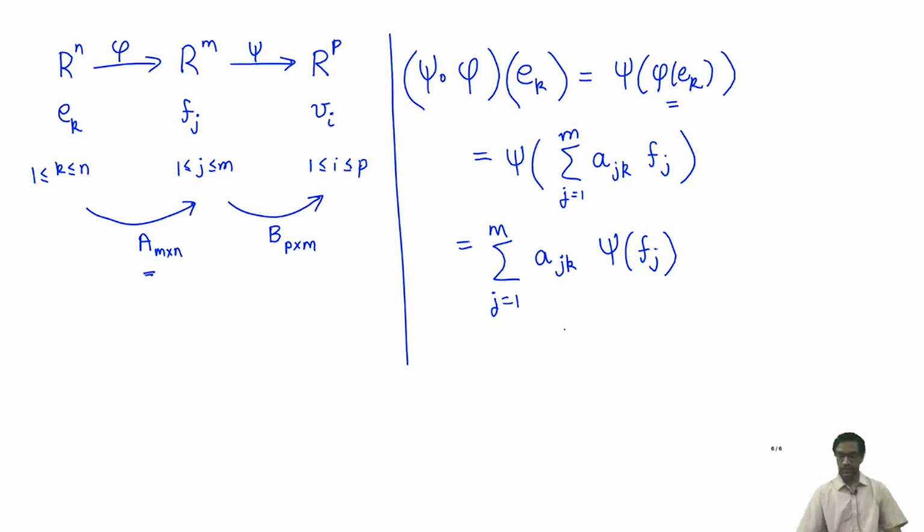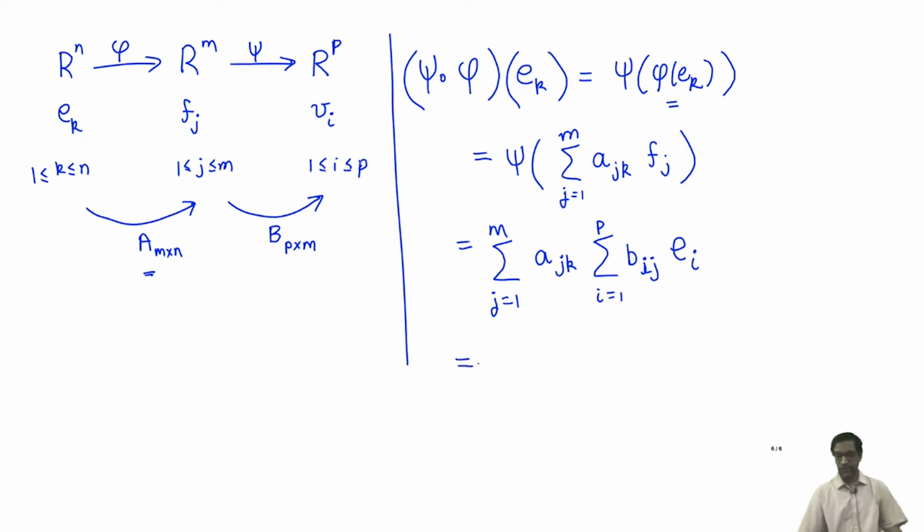So let me just do it right there. So let me erase this. Psi of fj is summation, it's given by the matrix B, summation i, so this is Bij ei. Okay, so I've just used the definition of psi of fj and the matrix B.